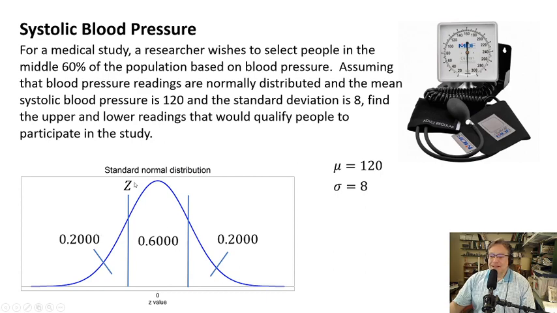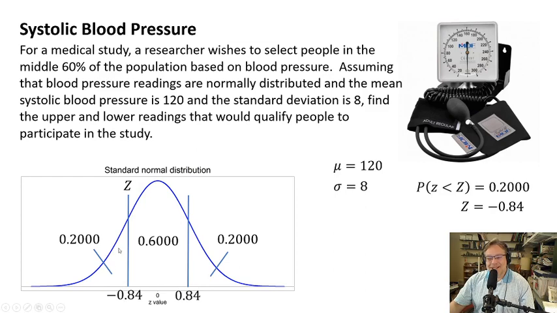So let's actually take a look at that here. Let's find out what this z threshold here is that has 20% of the area to the left of it. That's actually negative 0.84 right there. We actually saw that from the previous problem, in fact. So negative 0.84, and since this is symmetric, we would find that the location here will just be positive 0.84.